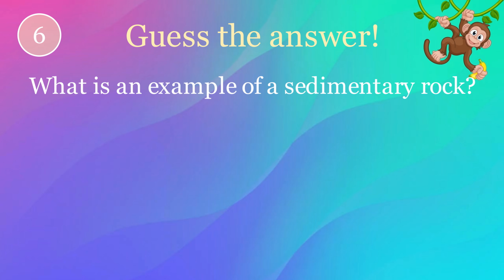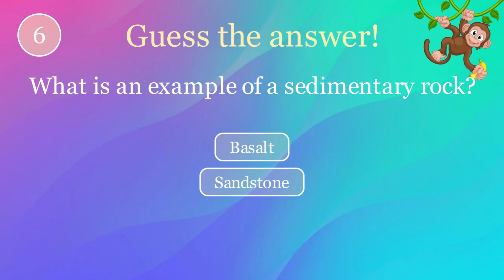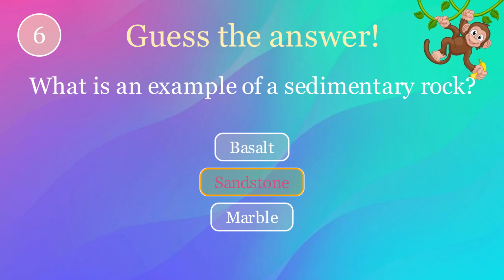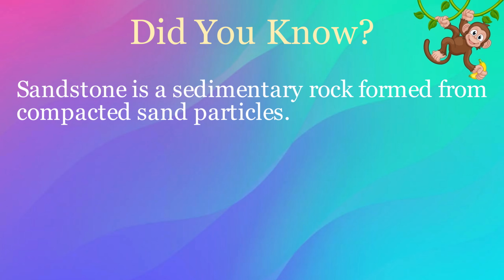What is an example of a sedimentary rock? Basalt. Sandstone. Marble. The correct answer is sandstone. Here's an interesting fact: sandstone is a sedimentary rock formed from compacted sand particles.